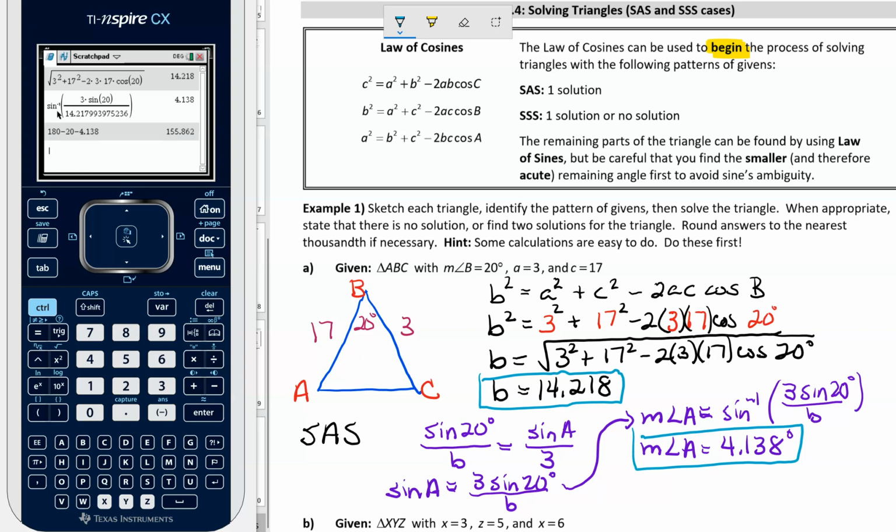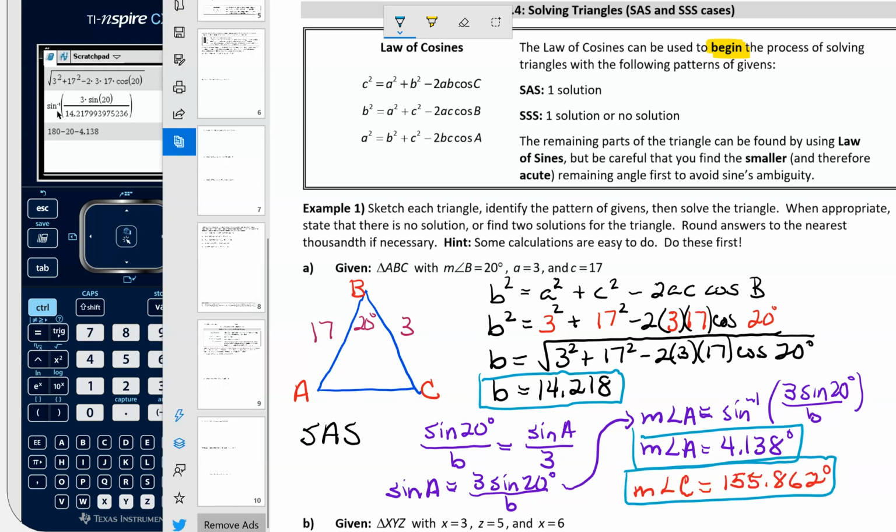For this, we get a result of 155.862. When you're finding the third angle, I don't care if you show me the calculator ready form of that. That one's fine. All of the other things with law of sines and law of cosines, I need to see what you put into your calculator, but that one's a pretty easy calculation, so I don't necessarily need to see that.